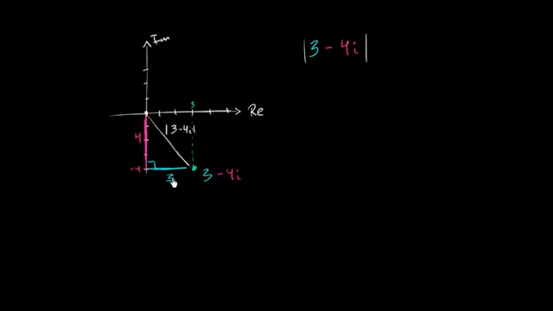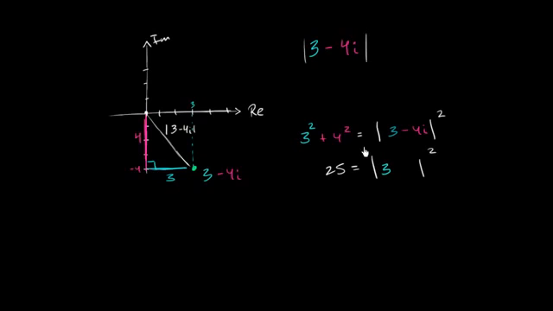So we just use the Pythagorean theorem. This side squared, 3 squared, plus this side squared, 4 squared, is going to be equal to the absolute value of 3 minus 4i squared. So 3 squared plus 4 squared, that's 9 plus 16, which is 25. So you get 25 is equal to the absolute value of 3 minus 4i squared.